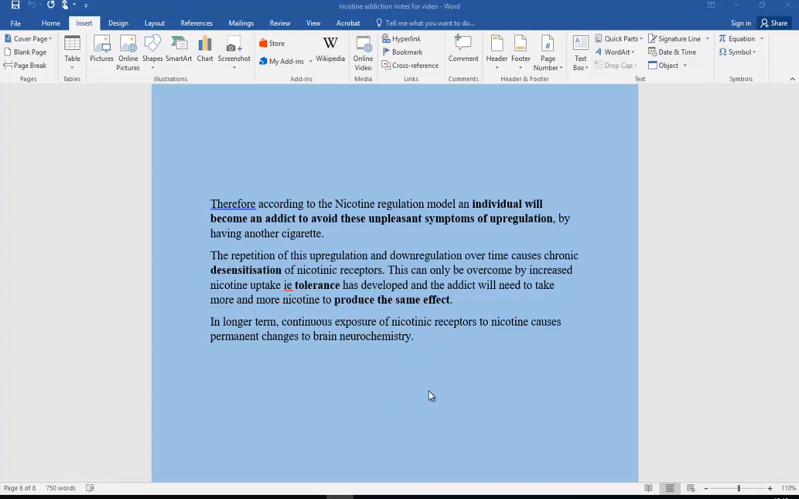So therefore what happens, according to this nicotine regulation model, somebody's going to become addicted to avoid these unpleasant symptoms of upregulation. So to avoid withdrawal symptoms, they are going to have another cigarette. So this repetition of upregulation and downregulation over time is also going to cause chronic desensitization of nicotinic receptors. And that can only be overcome by increased nicotine uptake. So in other words, tolerance has developed and they're going to need more and more to get the same effect. And obviously in long-term, continuous exposure of nicotinic receptors to nicotine causes permanent changes in your brain neurochemistry.